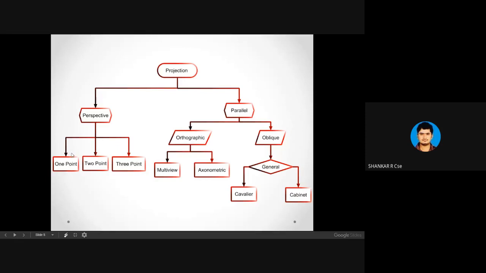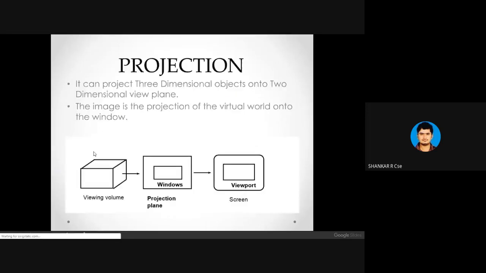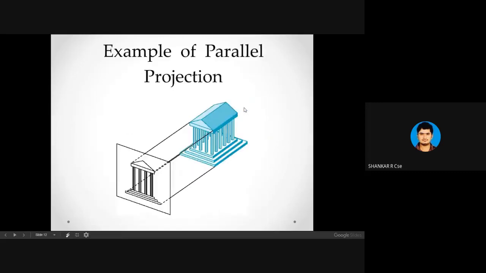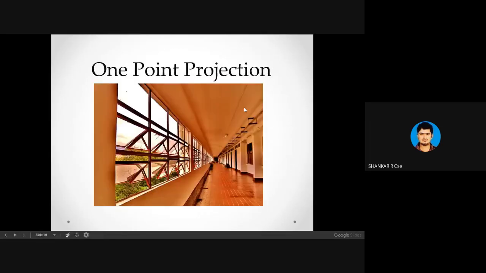It means if all the projection rays converge to 1 point, it is called 1 point perspective projection. If all the projection rays converge to 2 points, it is called 2 point. For example, you can see all these projection rays are converging here. It is called 1 point projection. Or all the projection rays are converging at the sun. Now you can see an example like this. Yeah, 1 point projection. You can see all the projection rays are concentrated here, are converging here.